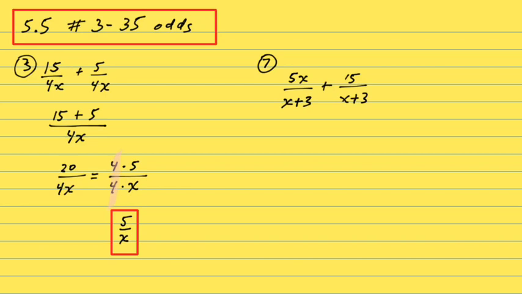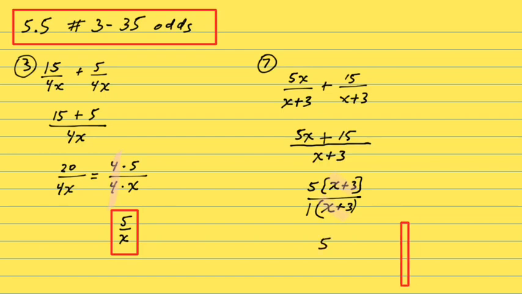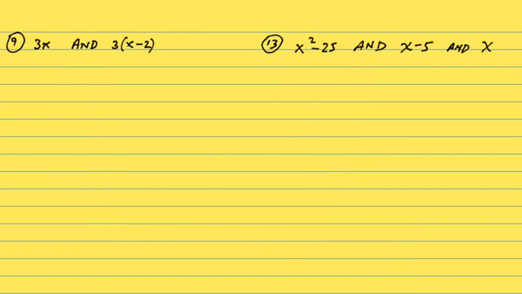In 7, I like 7. It gives you a common denominator already of x plus 3. In the numerator, you have a 5x and plus 15. If you factor a 5 out of the numerator, that gives me x plus 3. That could cancel with this x plus 3 on the denominator, leaving me 5 over 1, or just simply 5. Okay, we've done 3, 7, let's look at 9.